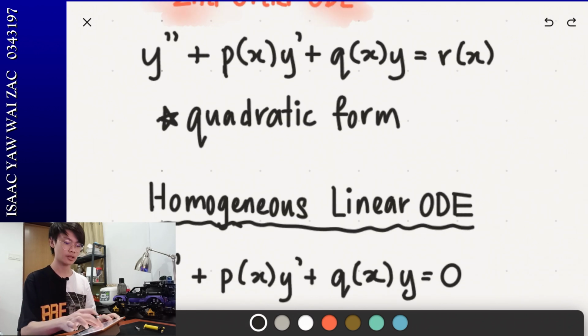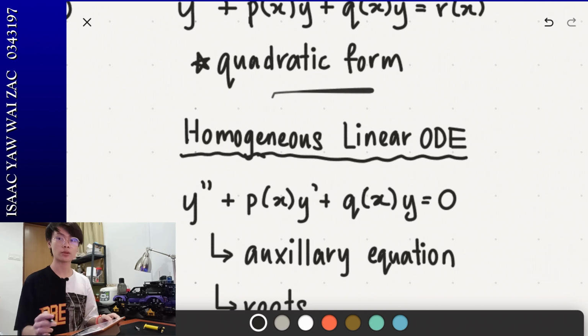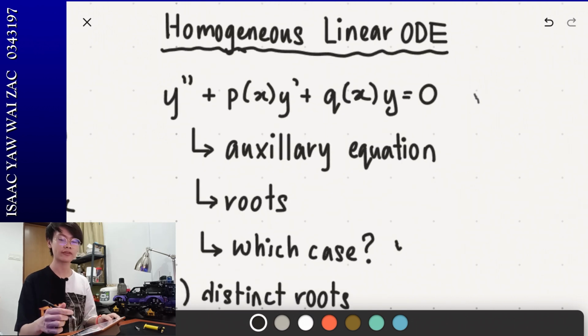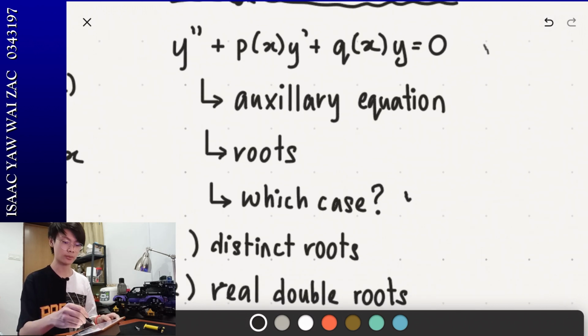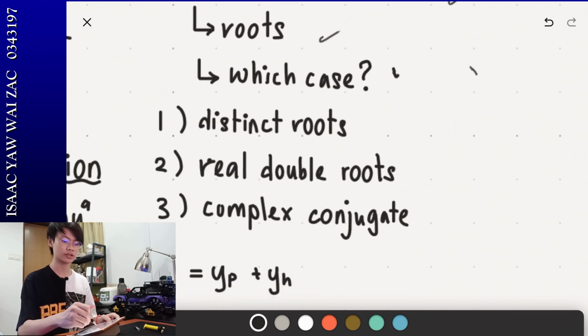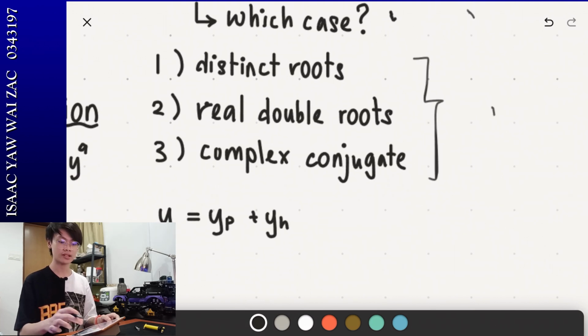It is actually in a quadratic form, which you can solve with the help of the quadratic roots equation and finding the roots later on, which we call the auxiliary equation. Finding the roots tells us which case it is. We have case 1, 2, and 3 as shown here, and then we will choose which equation to use later on to solve.